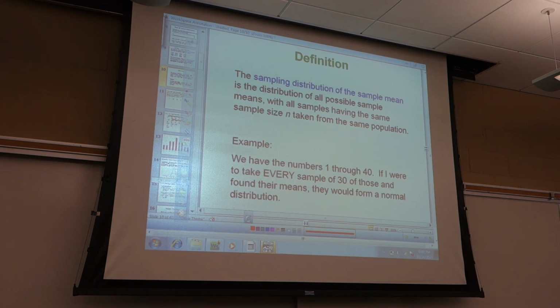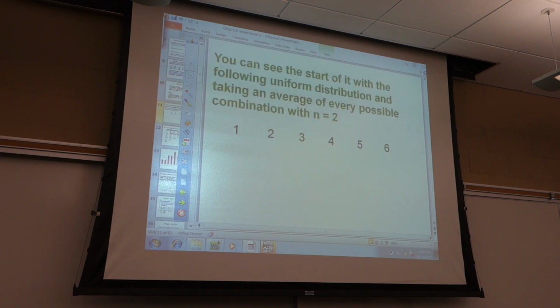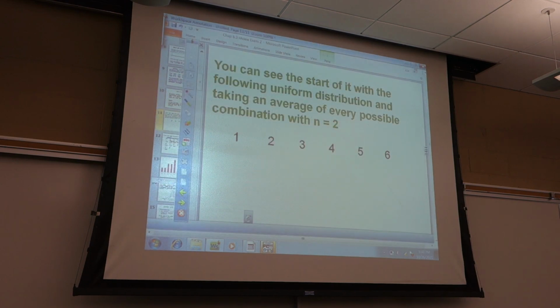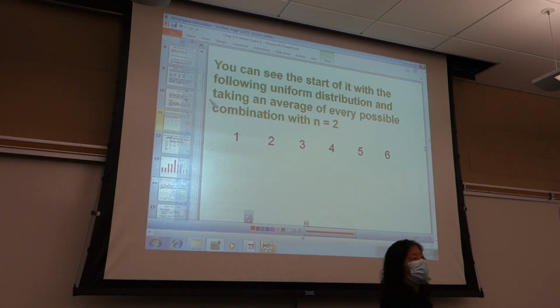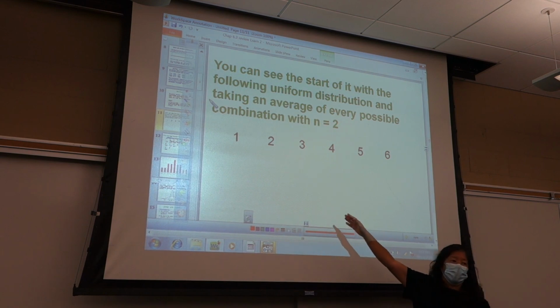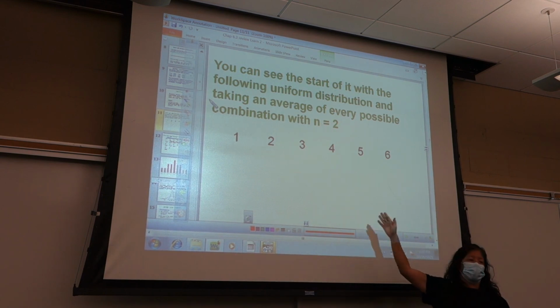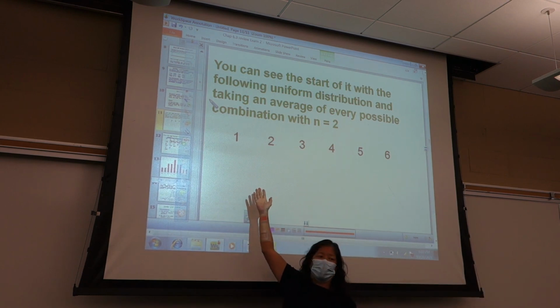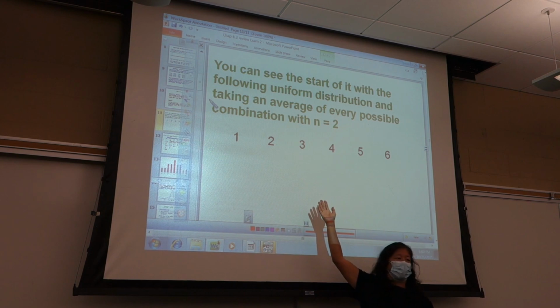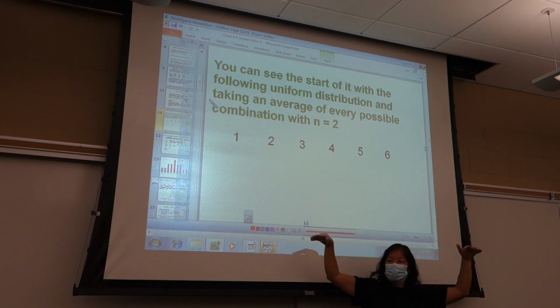And it's hard to show you all of that, but I can show you just the beginning. You won't see a total normal distribution, but you'll see it starting to become like a normal distribution. Just with the numbers 1 through 6, and you take a sample size of 2. If you randomly pick them, they all have an equal probability of being picked. So I have a 1/6 chance of getting a 1, 1/6 chance of getting a 2, 1/6 chance of getting a 3. Good? Everybody on board with this? It's uniform. They're all equally likely.